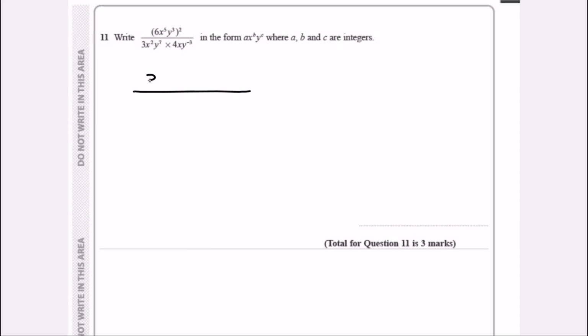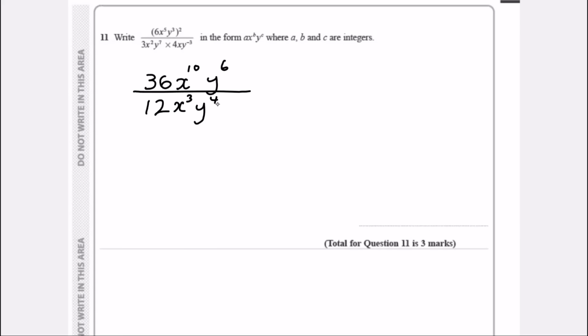6 squared is 36. X to the power 5 squared: x to the power 5 times itself is x to the power of 10. And y cubed times itself is y to the power of 6. And the bottom line: 3 4s are 12. X squared times another x is x cubed. And y to the power of 7 times y to the power of negative 3. When we multiply, we add the powers. So 7 and negative 3 make 4.